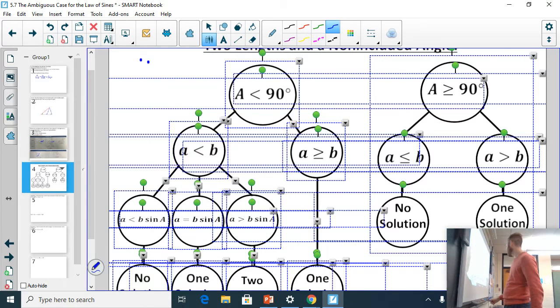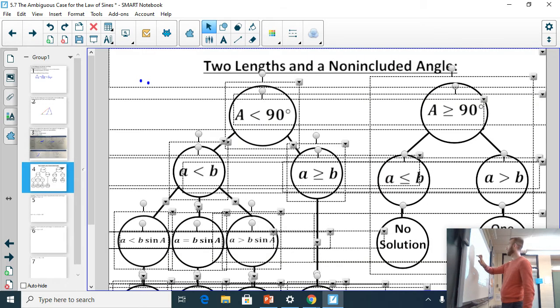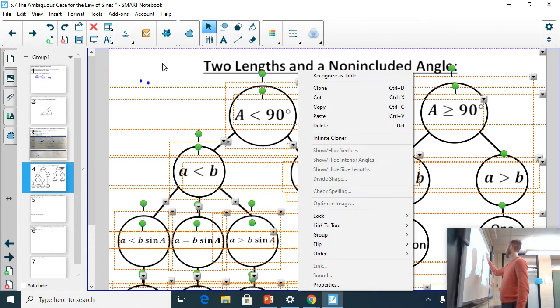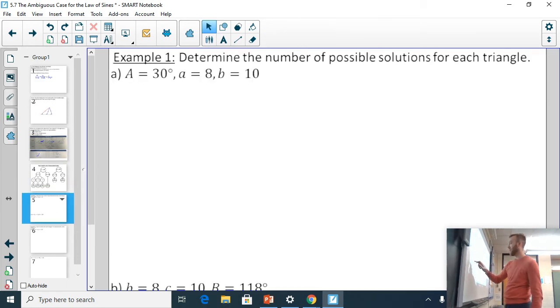You can see how much work I did putting those all together, yeah? Go away. Well, you guys pause that. I'm not going to worry about that right now.